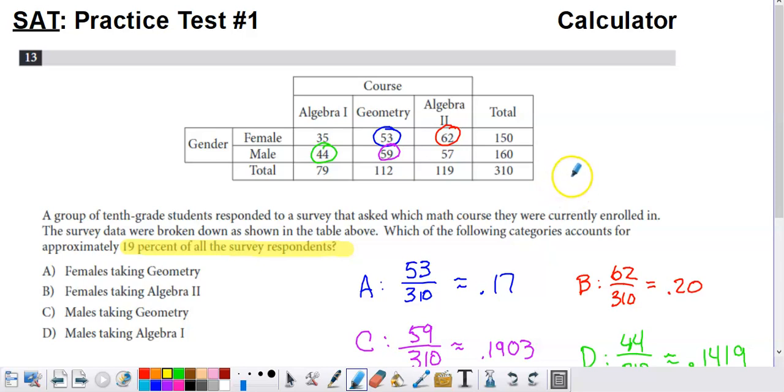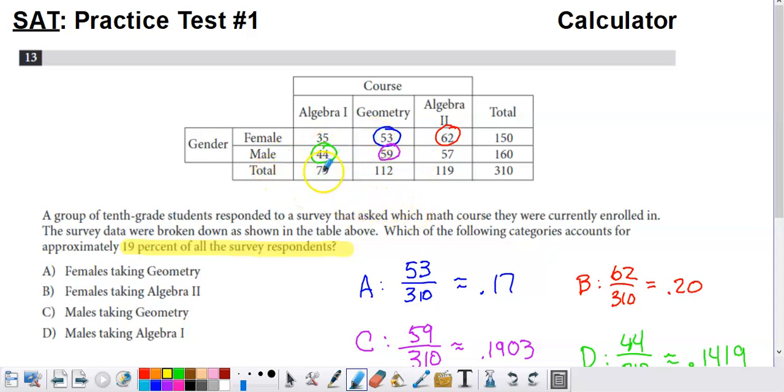So if you just look at this briefly, the top title of the table is the course, and we've got the options of Algebra 1, Geometry, and Algebra 2. And on the other side, the title is gender, so we've got females and males. It should be pretty straightforward how this table works. We've got the number of females in Algebra 1 listed here, the number of males in Algebra 1 listed here, and so on throughout the rest of these courses.